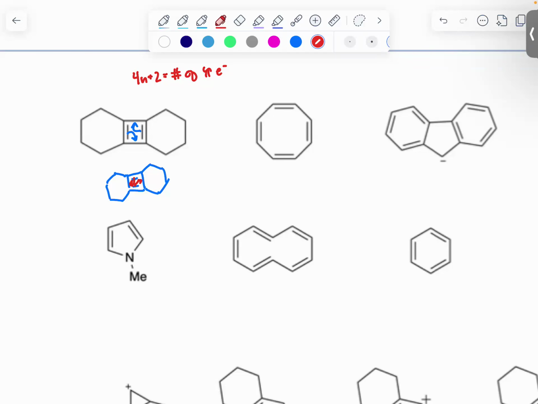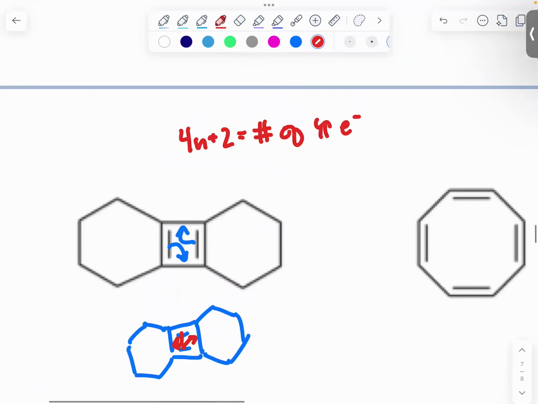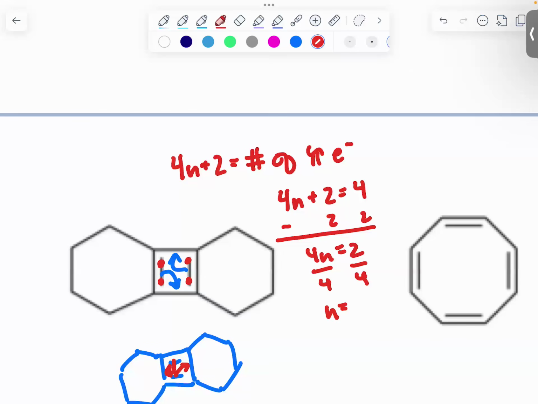How do you know that? Yeah, so we have 1, 2, 3, 4. We do some algebra. So what is this classified as? Anti.